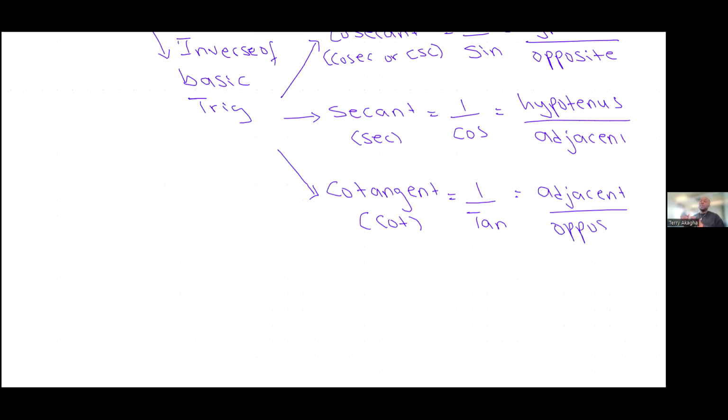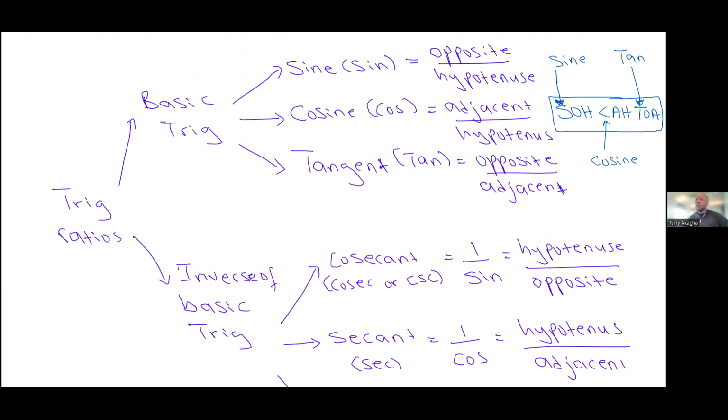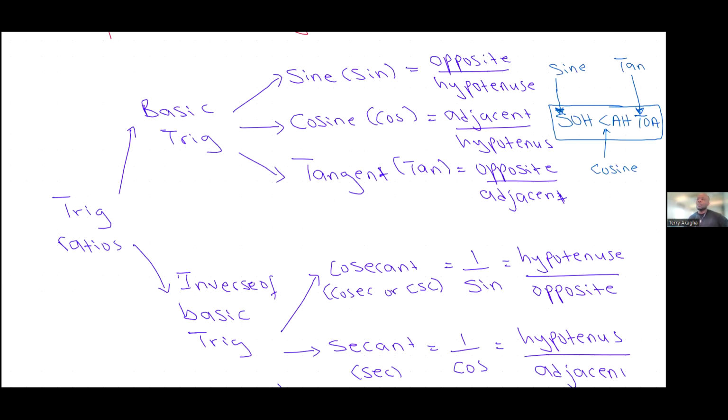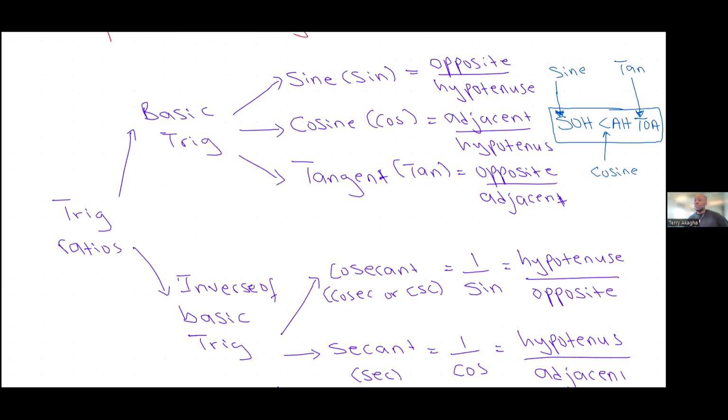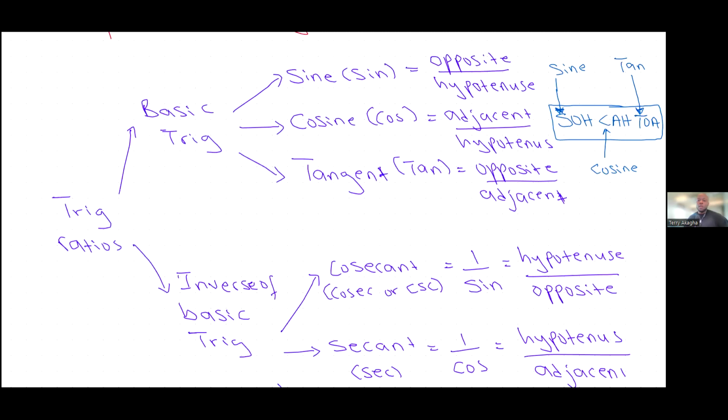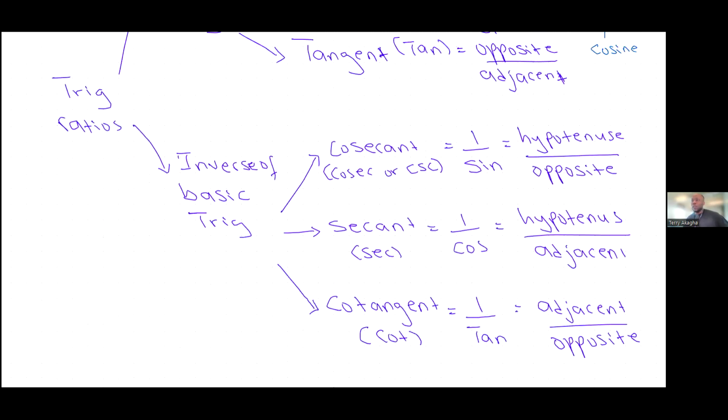All right. And these are what we're going to talk about in this video. I'm going to talk about the basic trig and the inverse of basic trig. The inverse of sine is the cosecant. The inverse of cosine is secant. And the inverse of tangent is cotangent. All right, so we're going to solve some questions on this now.